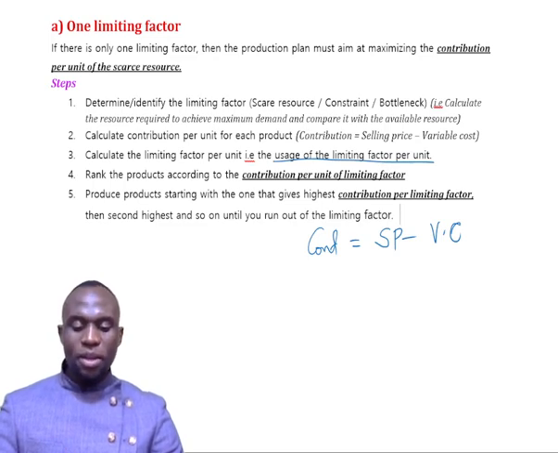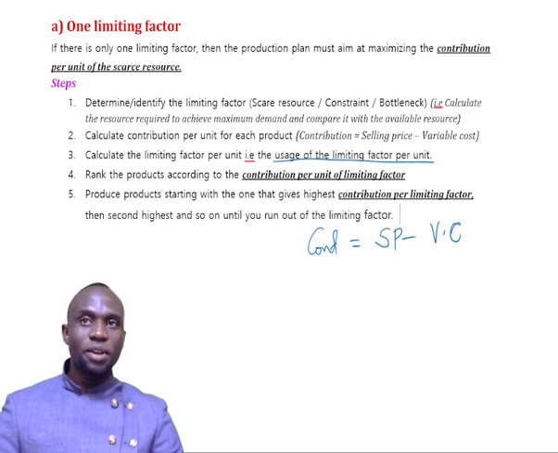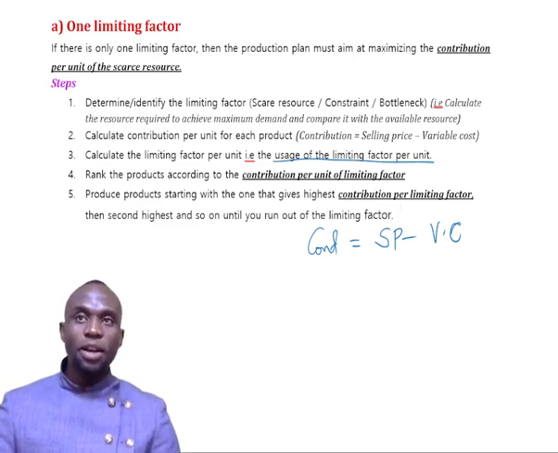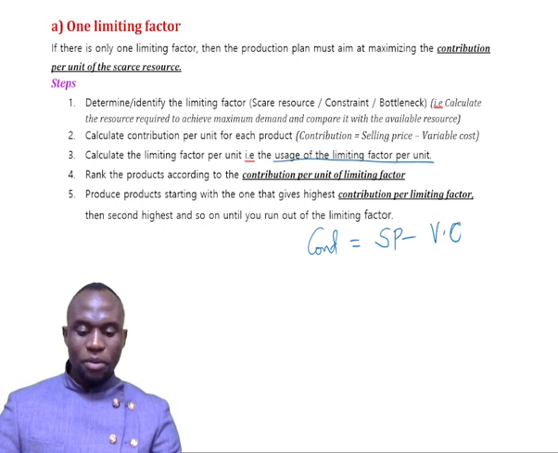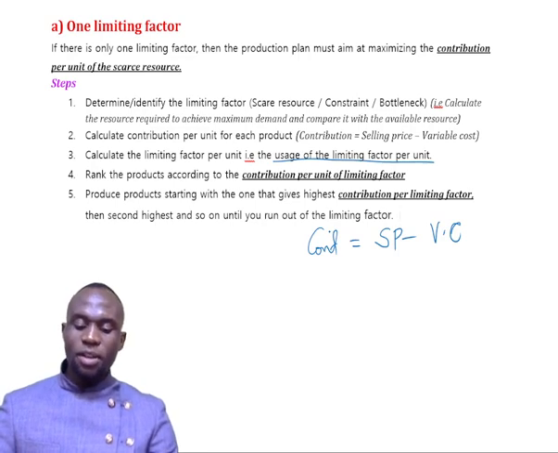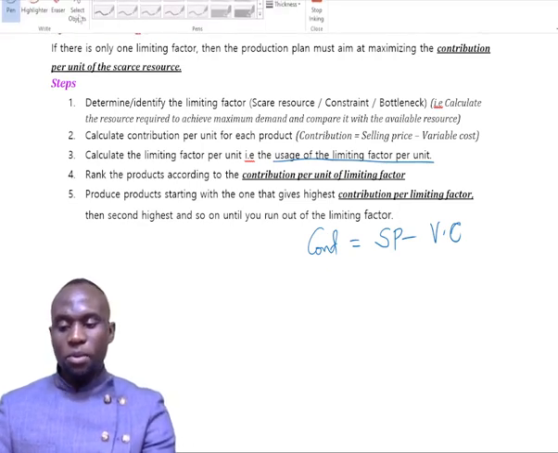So next would be calculating the contribution per limiting factor. Then number 4, you rank the products according to contribution per limiting factor. And finally, you produce products starting with the one that gives you the highest contribution per limiting factor, then the second highest, until the scarce resource is used up. So we can look at an example.